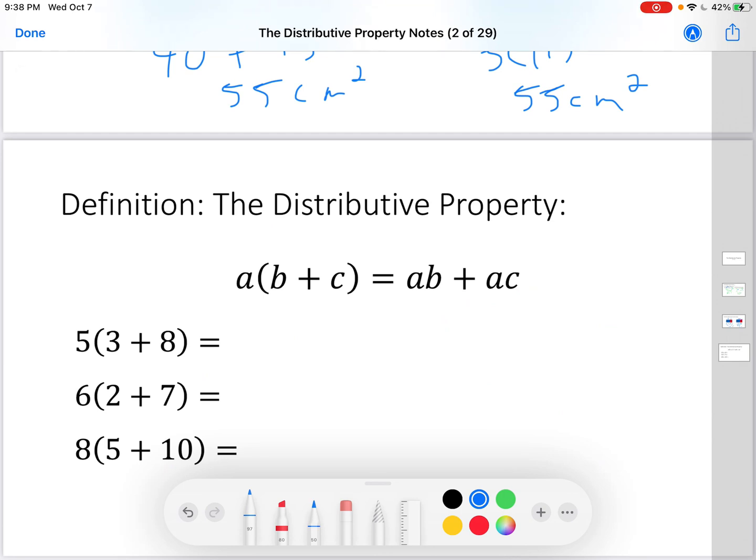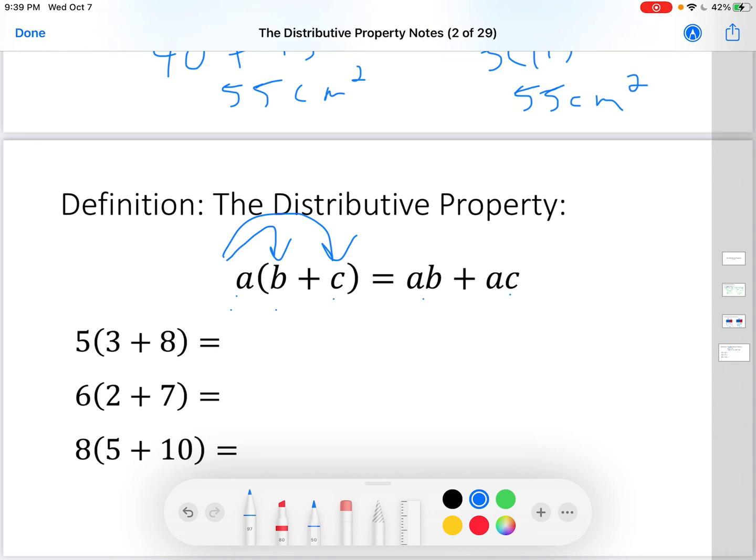So this is the definition of distributive property. When you have something outside of parentheses and inside there's 2 things being added, you do that times that and that times that. A times B is AB, A times C is AC. I know that you're not comfortable with variables, but I am, and it's just an easy way to do it.